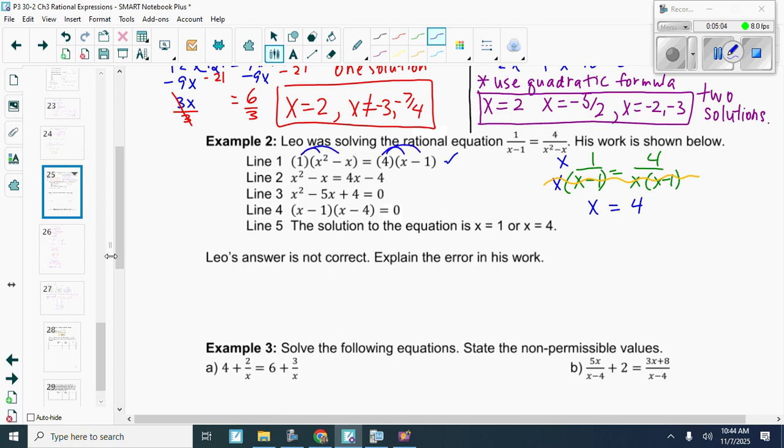Then they multiplied through and got x squared minus x, 4x minus 4. This step is correct. Then they just subtracted 4x, so we got 5x, that's fine. Added 4 to each side. So to get this, they got to this point.